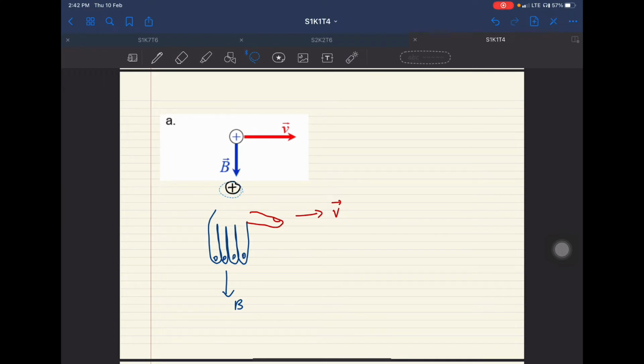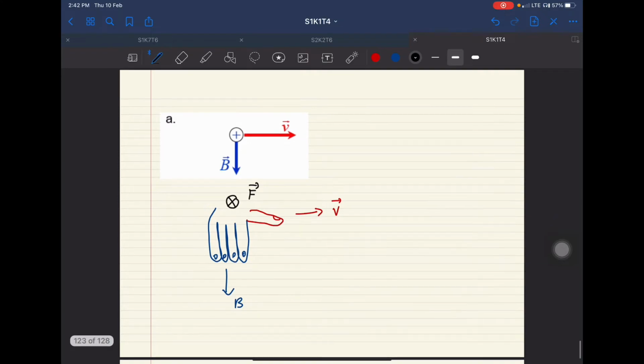So maybe I change that one instead of cross. Like that. So this is the direction of force because it is positive. So you can write down: direction of force is into the page.